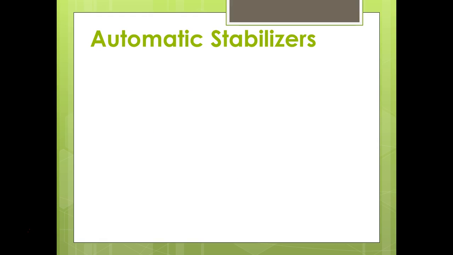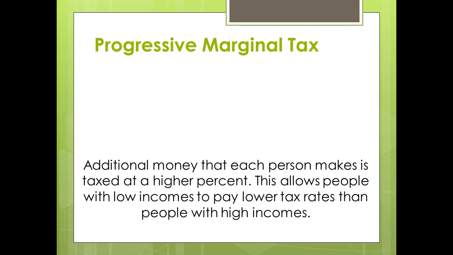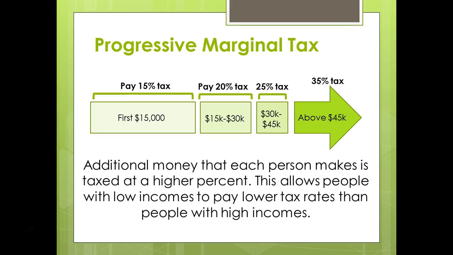Automatic stabilizers are programs that increase spending when times are tough and decrease spending when times are good. So let's look at some examples. A progressive marginal tax is a tax that gets bigger the more money you make. So if your first $15,000, you only pay 15% tax on it. But then the next amount of money that you make, you pay 20% tax, and then 25% after that. And then above a certain amount of money, you pay 35% tax on all the money above, say, $45,000.